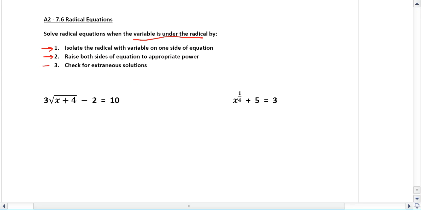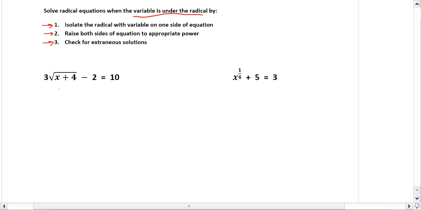Step 3 is very important: check for extraneous solutions. Another way to say this is you have to look for garbage answers. Sometimes you do all the algebra correctly, and just by the nature of where these roots exist and where they don't exist, sometimes our answers are garbage and they don't work in the equation. So let's look at this first example.